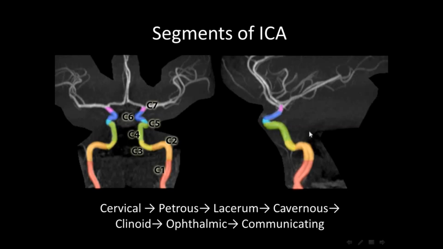The segments of the internal carotid artery are highlighted here in different colors. C1 here is the cervical segment. C2 is the petrous. C3 in yellow is the lacerum. C4 in light green here is the cavernous. And then the sky blue, this small segment, is the clinoid. This is the ophthalmic segment in which the ophthalmic artery branches. And the last segment is the C7, the communicating segment.